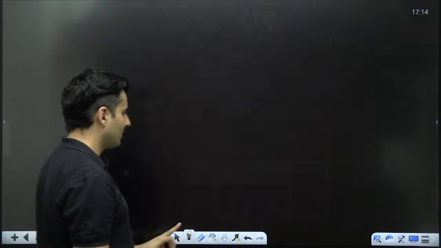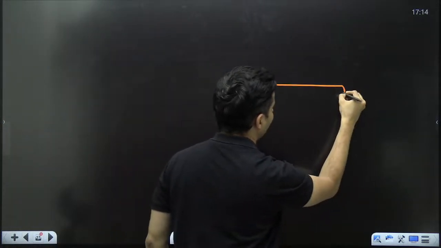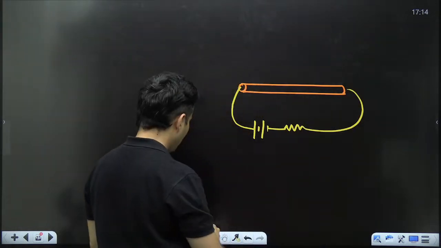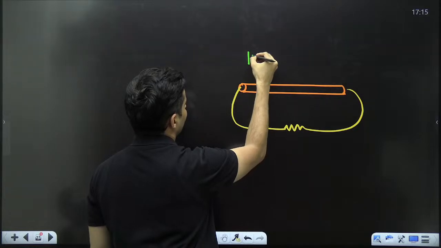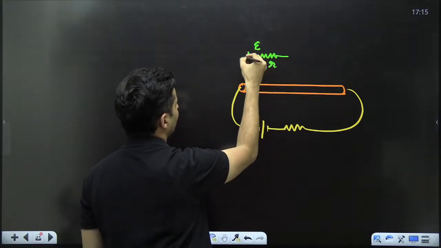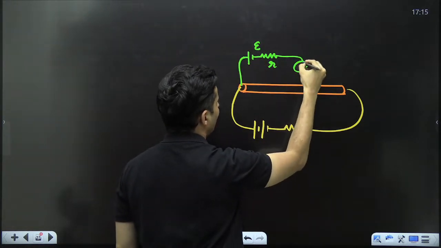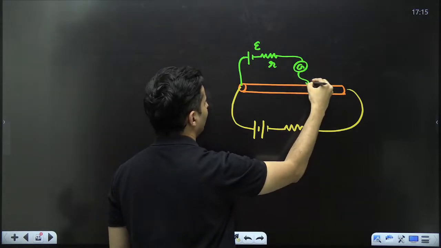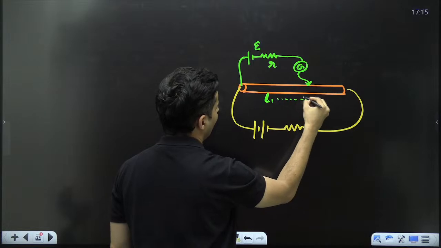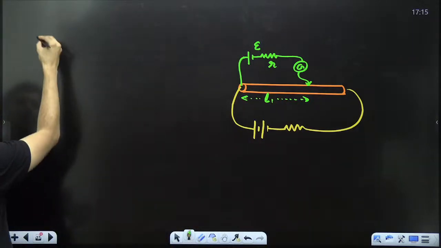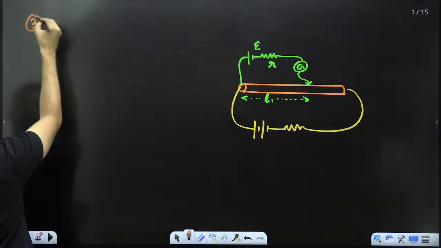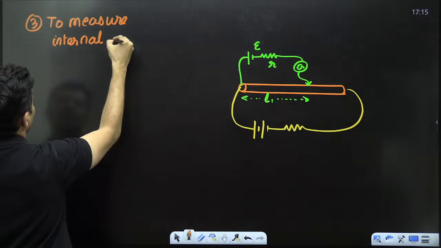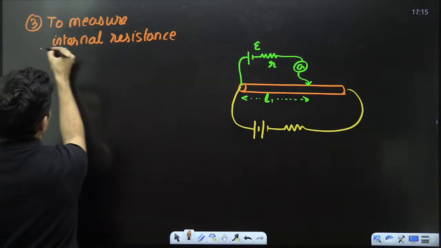Don't worry. The last application, where you have the potentiometer wire, you have the primary circuit. You take a battery whose internal resistance has to be measured. This is R, this is E. Connect it over here, and again via a galvanometer find out the null deflection point. You try to connect it at different points and see, maybe there is one point where you get null deflection. I will call that length L1. So this is the third application, to measure internal resistance.